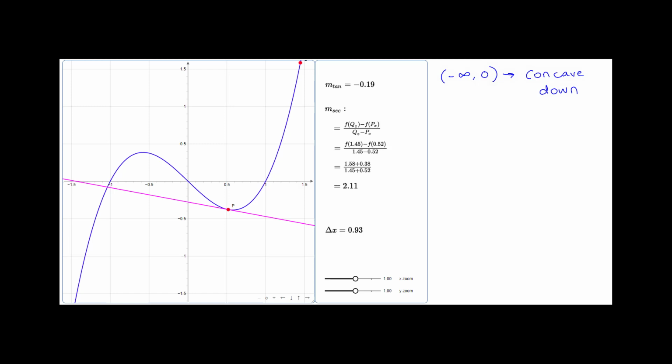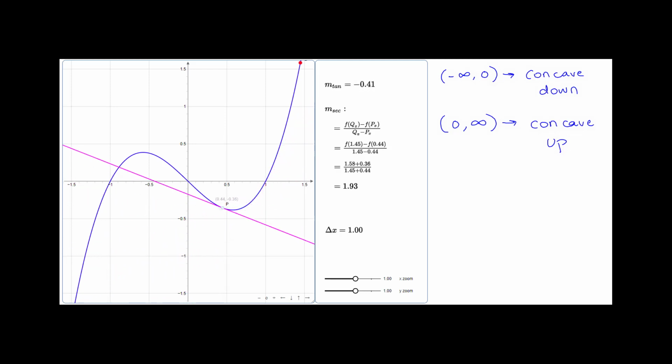Because that interval looks like a downward facing parabola and the curve lies below its tangent lines. Then we have, on the interval from 0 to positive infinity, part of a curve that is concave up, because the curve looks like an upward facing parabola and it lies above the tangent lines.